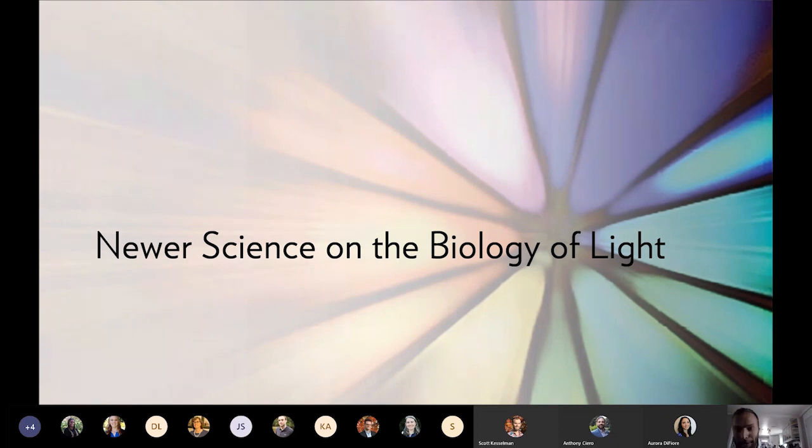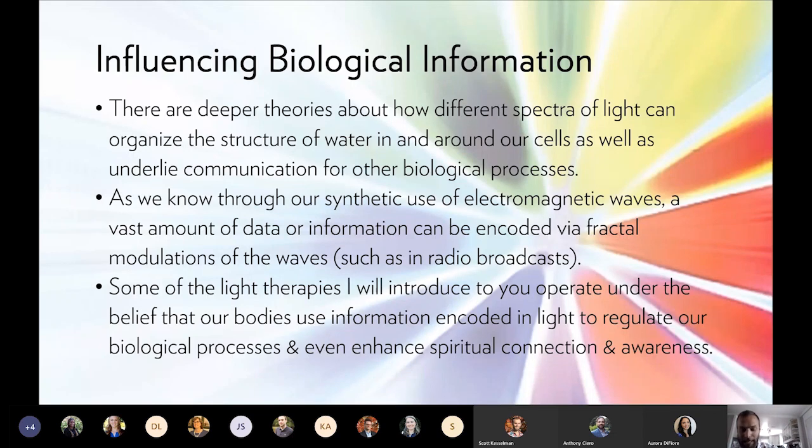I've been really diving into newer science on the biology of light, and this is where water really comes into play too. So there are deeper theories about how different spectra of light can organize the structure of water in and around our cells that I talked about before, as well as how light underlies the communication for other biological processes. The way that we use electromagnetic waves in communications for radio broadcasts or wireless communications.